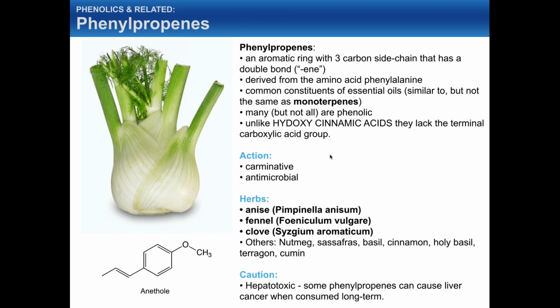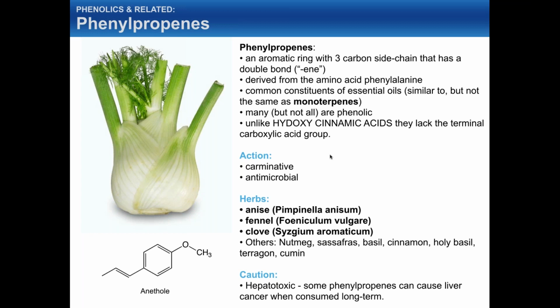And from a herbal standpoint, the main actions associated with these are things like a carminative action. As we mentioned before, it increases blood flow to the mucous membranes, or if you apply it topically, it can cause the capillaries to dilate. Many of these also have antimicrobial effects. Generally speaking, essential oils are usually made up of monoterpenes, sesquiterpenes, and also phenylpropenes.